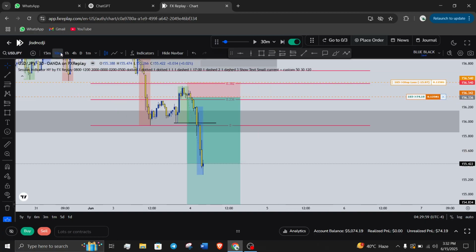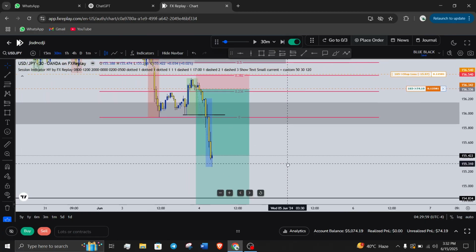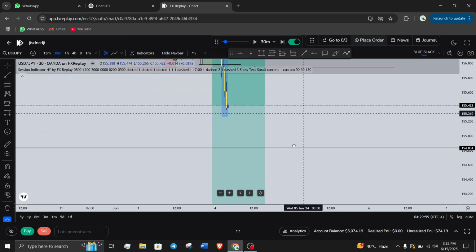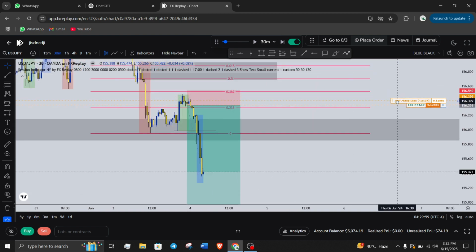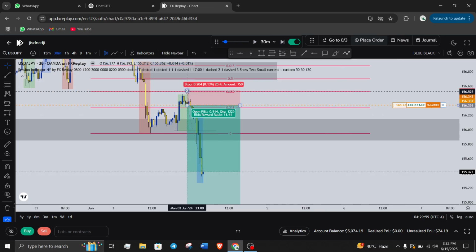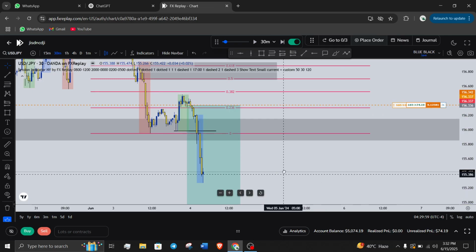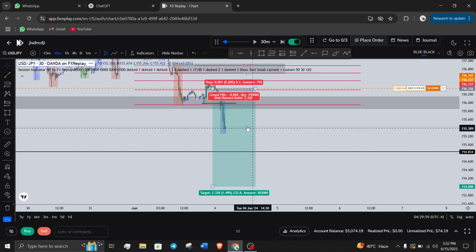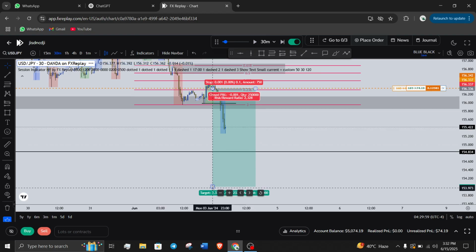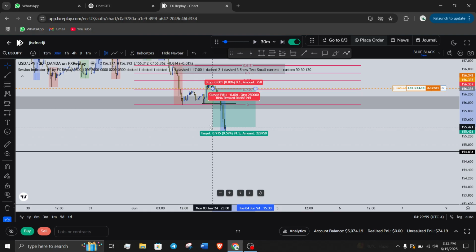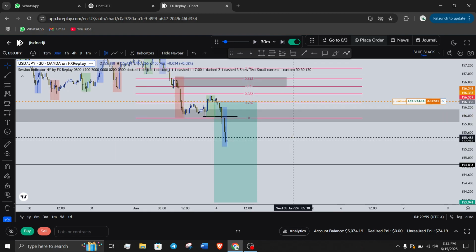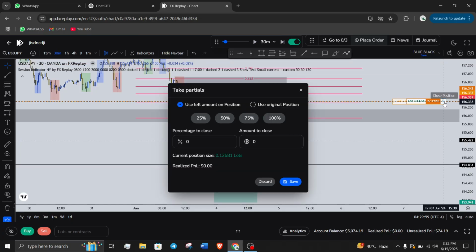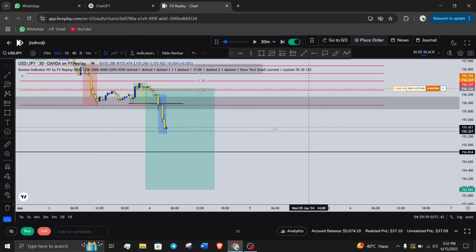And we went down. Now we can put it at break even. This is about a 1.5 trade. This is about 91 pips. I think we should book some here. I like to book partials. Now you can let the rest run.